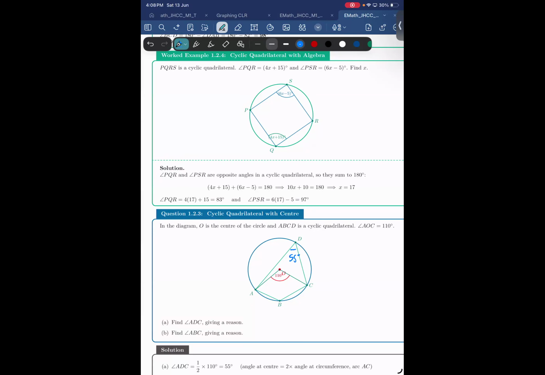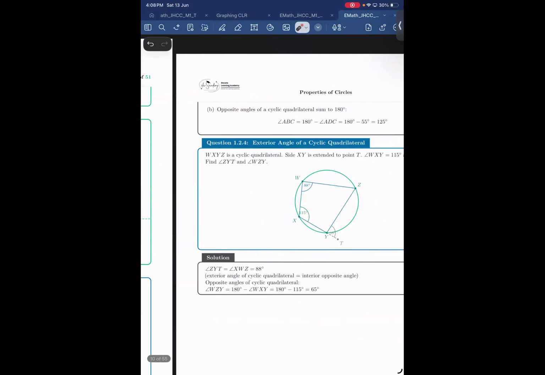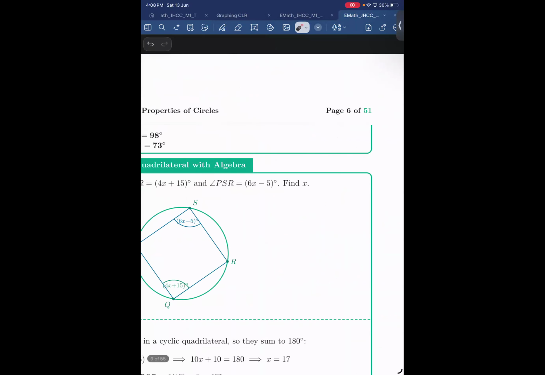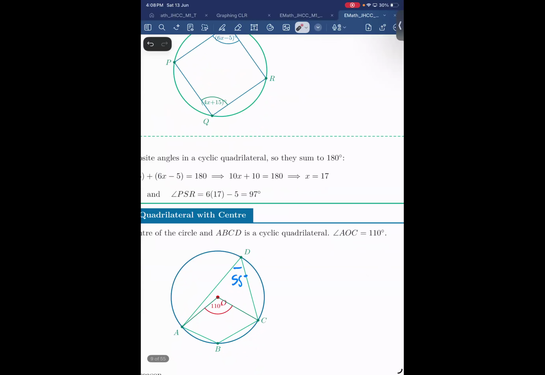Then once we have this, it's quite easy to see. You want to find angle ABC. These are opposite angles. It's actually a cyclic quadrilateral. This and this are opposite angles. So angle ABC will just be 180 minus 55, which is 125 degrees. So we're using angle at the center and then angle in the cyclic quadrilateral being supplementary.